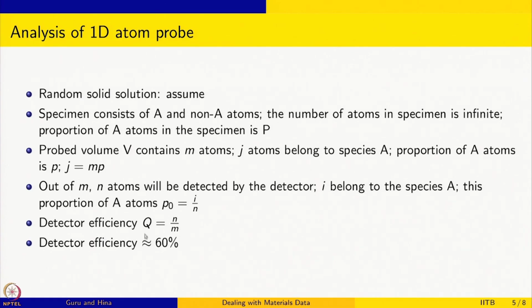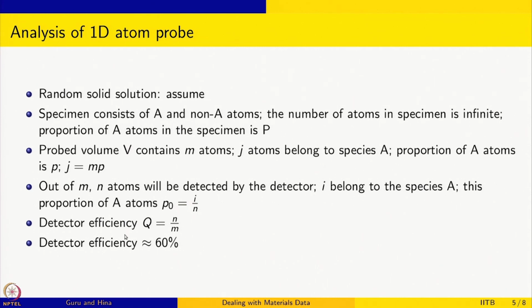The detector efficiency is N by M, right. If there are M atoms that fall on the detector, only N of them are detected, so the efficiency of the detector is N by M. Detector efficiency is approximately 60%, and detector efficiency is not exact because how many of them are falling on the detector, we have no idea.